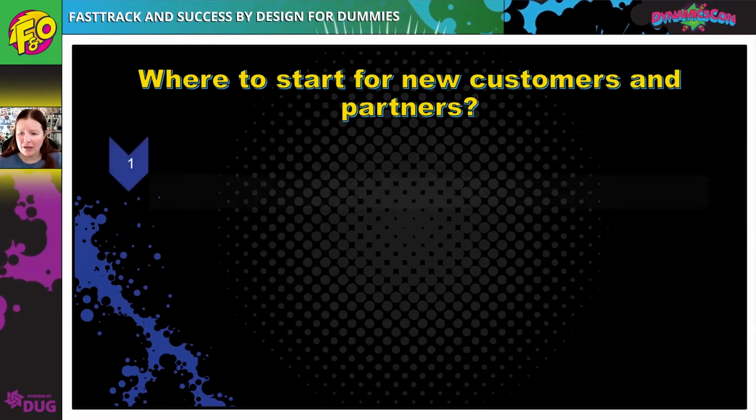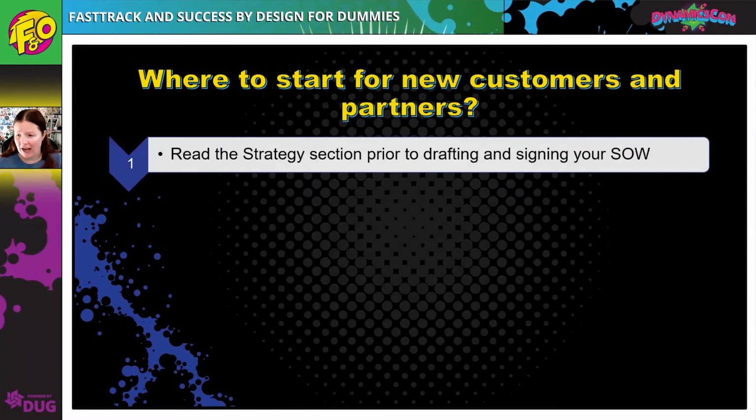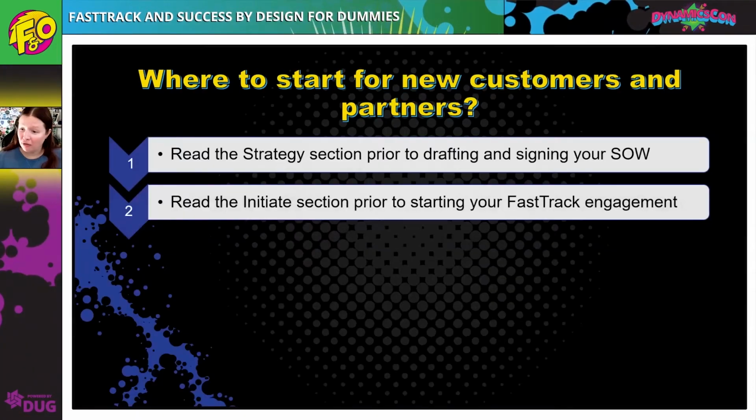First, I would recommend that you read the strategy section prior to drafting and signing your SOW. You may even want to throw in Chapter 7 before you write your SOW as well. When you are ready to start your FastTrack engagement, I would recommend that you complete the Initiate section of the book.